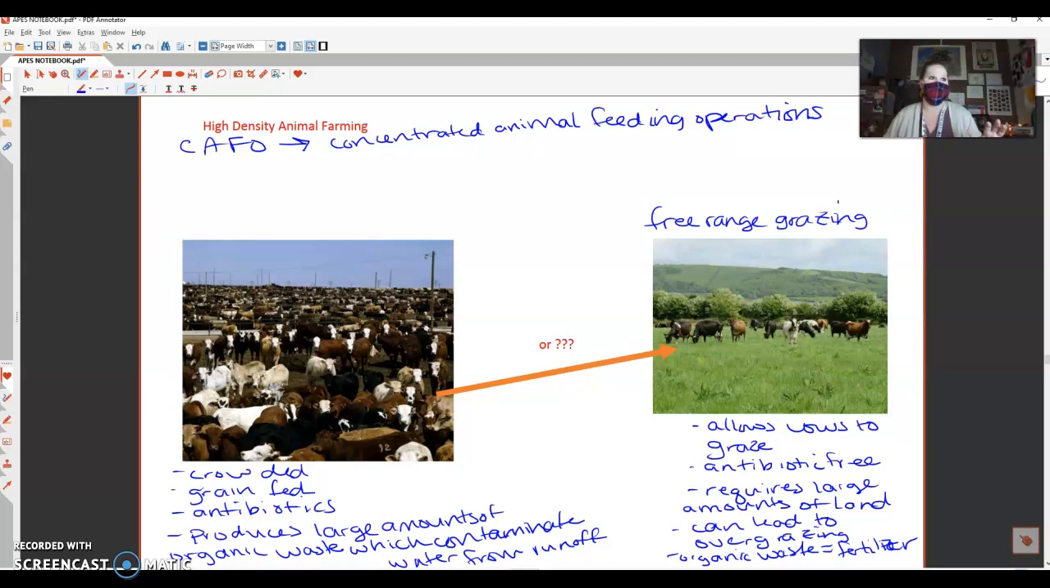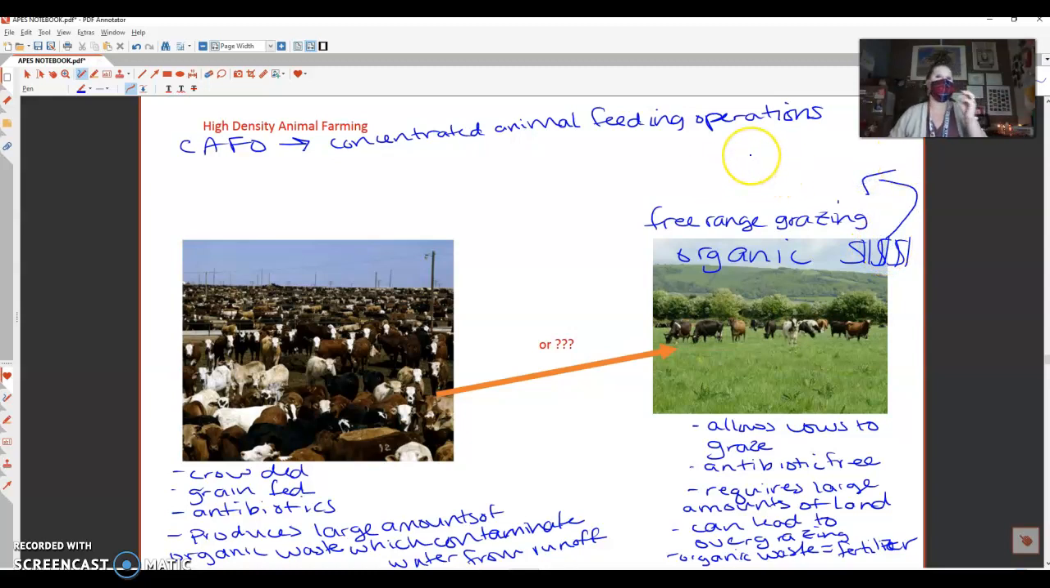Now, here's the problem though. As a consumer, you go to the grocery store, you have your run-of-the-mill beef that you can buy, or you have this beautiful, lovely, organic meat. Where's the problem? This one is very expensive. It's going to cost you some money. Okay? Why is that? Why does this cost more?